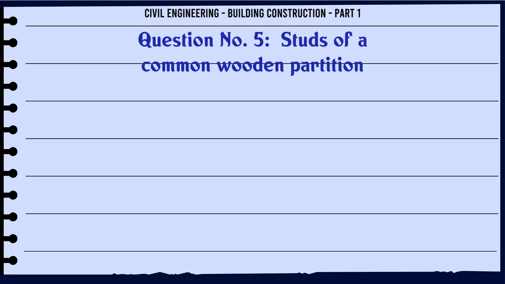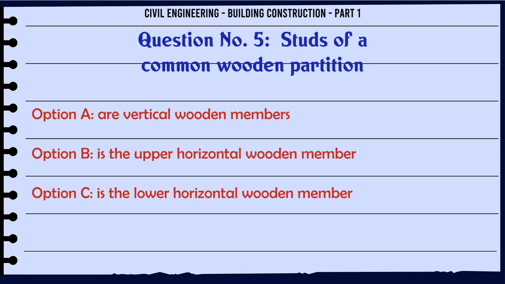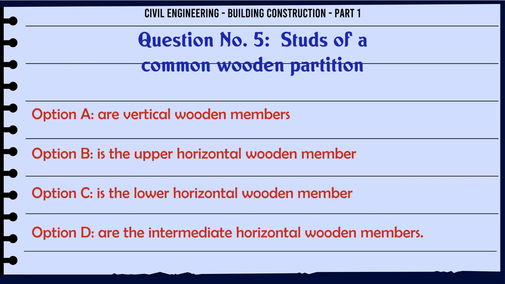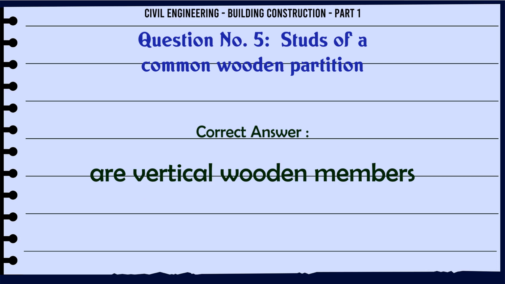Studs of a common wooden partition. A. Are vertical wooden members. B. Is the upper horizontal wooden member. C. Is the lower horizontal wooden member. D. Are the intermediate horizontal wooden members. The correct answer is are vertical wooden members.